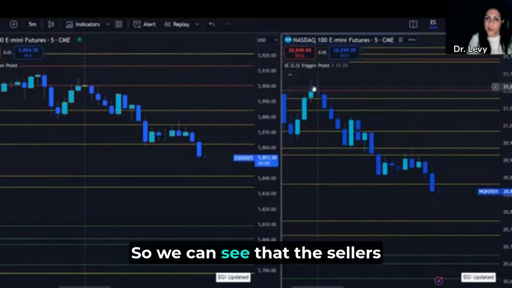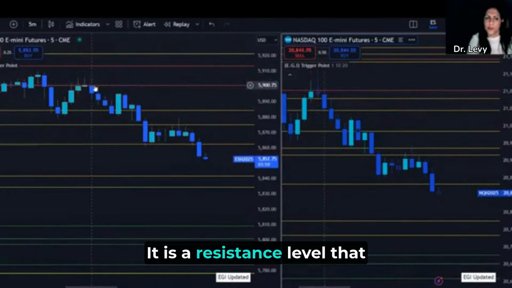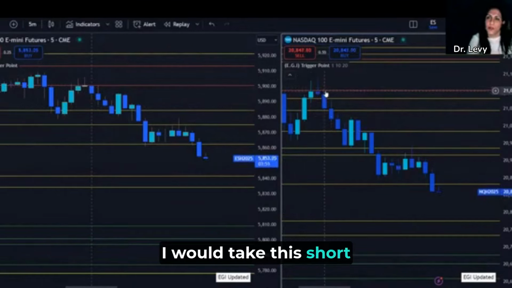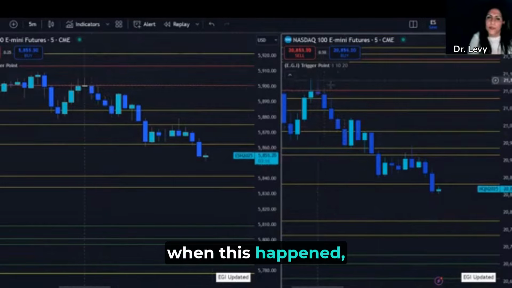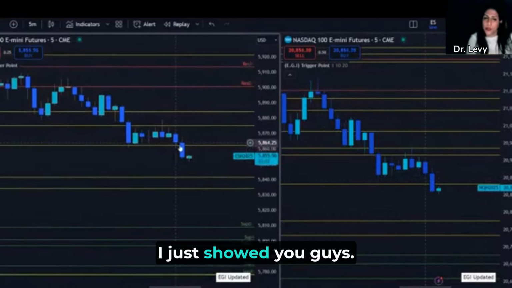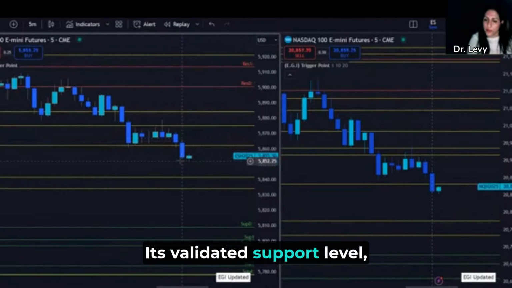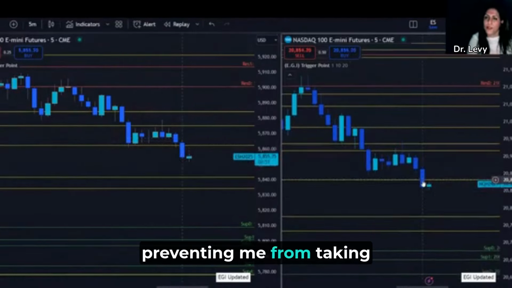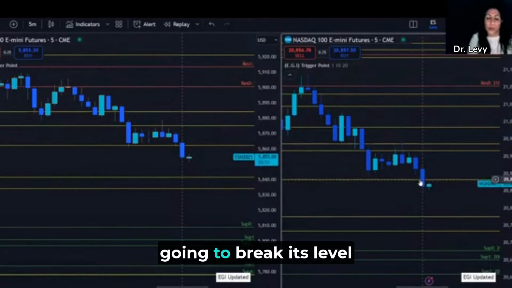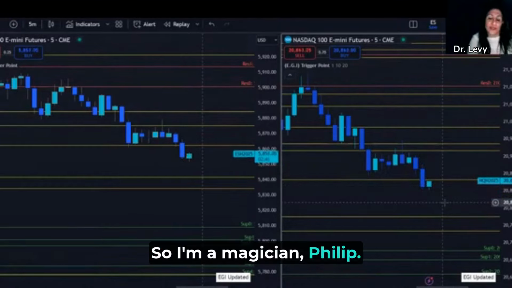So we can see that the sellers are pushing both of these correlated assets. It is a resistance level that was previously validated. So yes, I would take this short trade here. When this happened, it's a beautiful setup. And I just showed you guys, I saw that ES is breaking its validated support level, preventing me from taking a long trade off NQ. And I told you guys, NQ is going to break its level, and it happened. So I'm a magician, Philip, right?